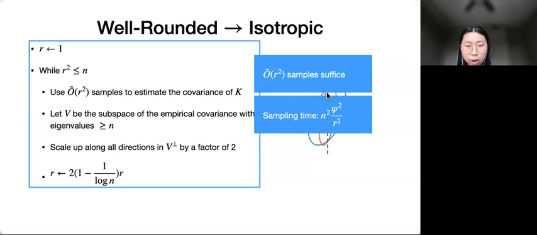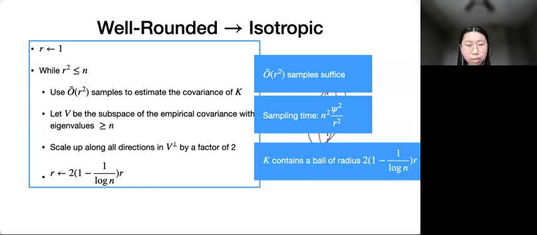So these two results together show that in each iteration, the complexity stays the same because when we multiply them together, R squared cancels out. And lastly, we want to prove that whenever we increase R by a factor of 2 times (1 minus 1 over log n), we maintain the fact that K contains the ball of radius R.